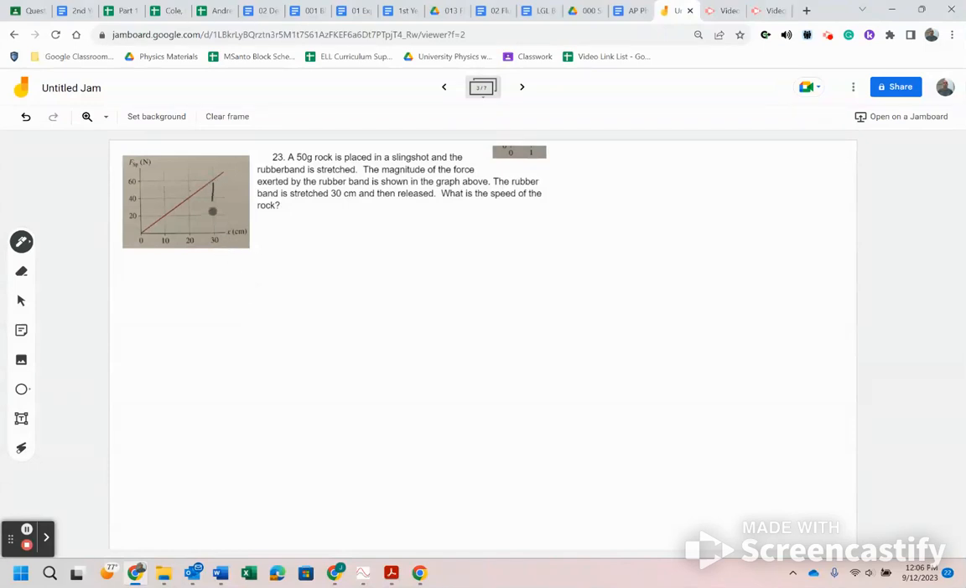Again, on a force versus position graph, we can find the work done or the energy transferred by finding the area on that graph. So we would have the work done, and that would transform into kinetic energy. It's one way to do this.